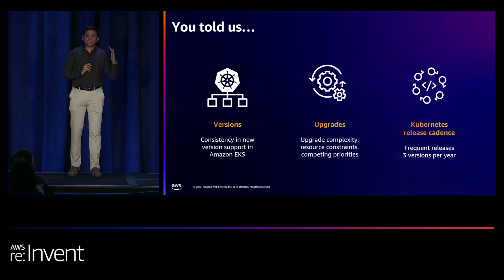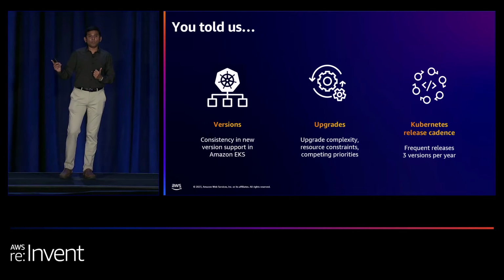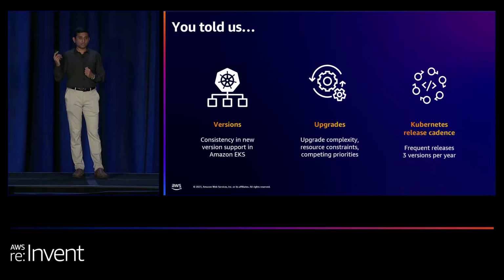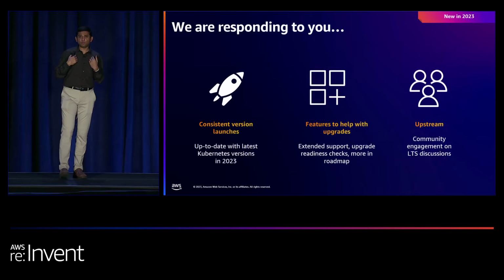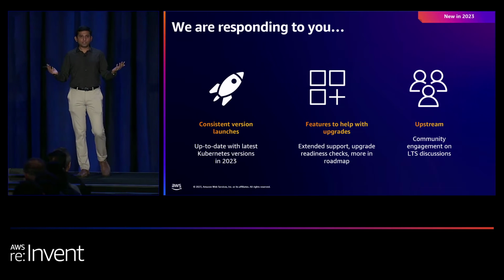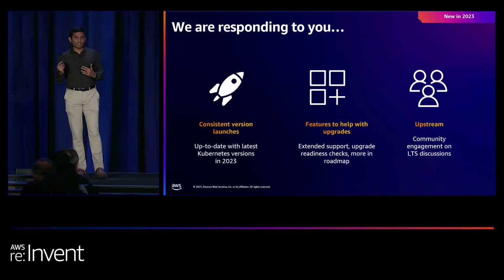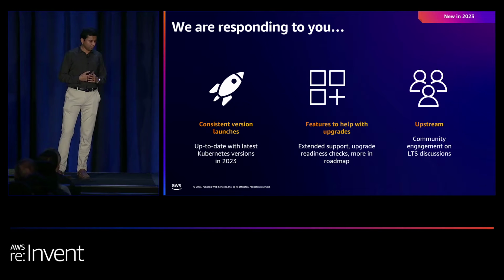And the release cadence: the upstream community releases a new version every 4 months, and that's a pretty fast clip. So the way we've been responding to you, especially with some of the things that we've announced this year, is we've been consistent with version launches. We've launched quite a few versions this year in EKS. 1.28 has been the latest.